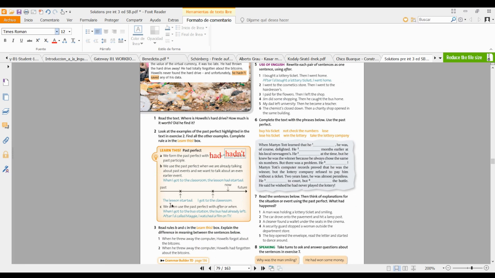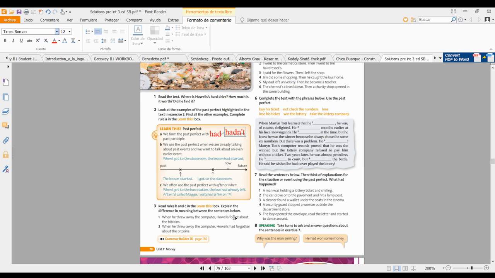And sometimes we use the past perfect with after or when. When I got to the bus station, the bus had already left. Yes. When, cuando llegué, ya se había ido. And the other one, after I'd called Maggie, I watched a film on TV. Primero llamé a Mary, digo Maggie, and then I watched a film on TV. Yes?